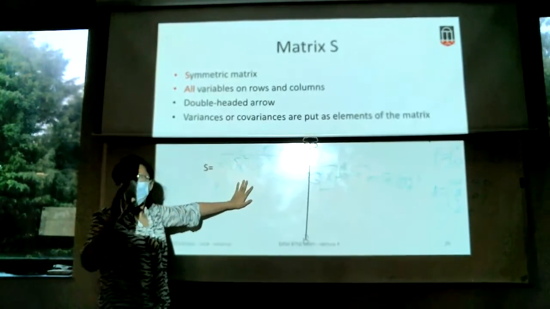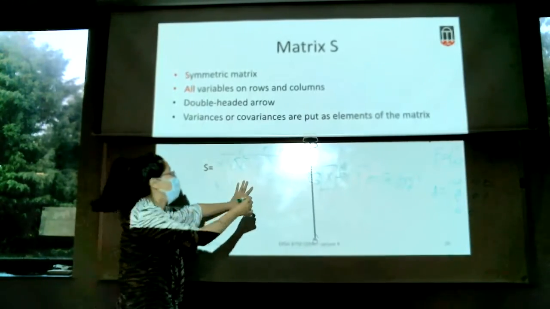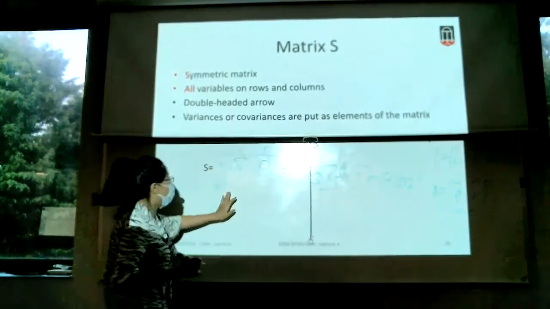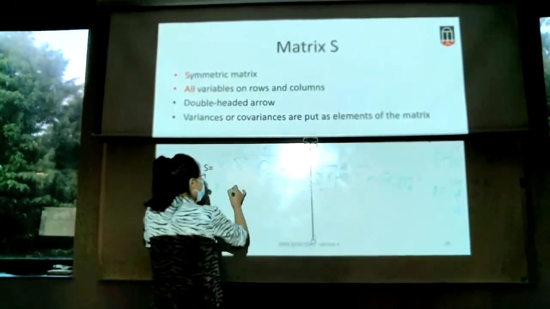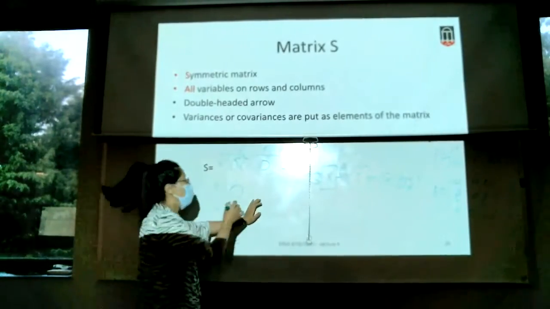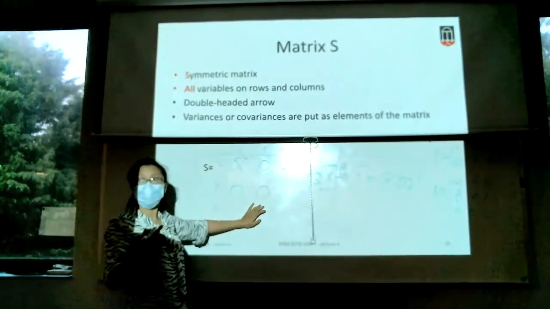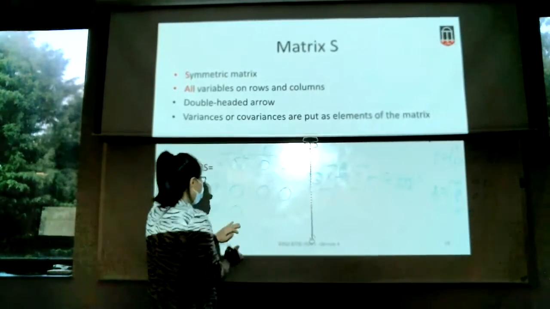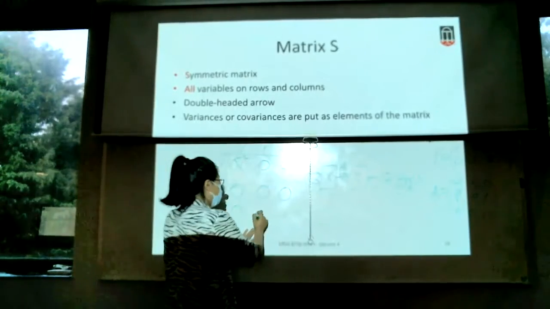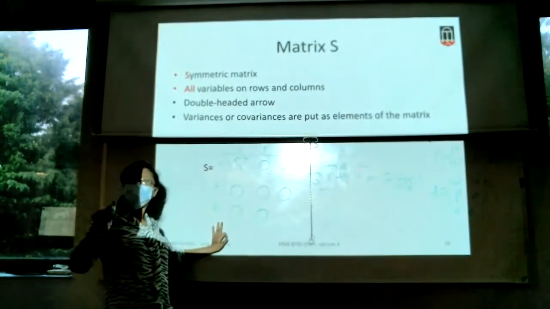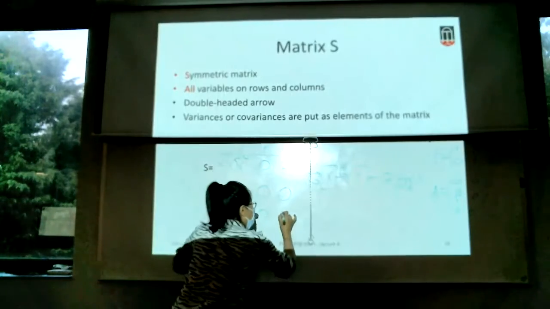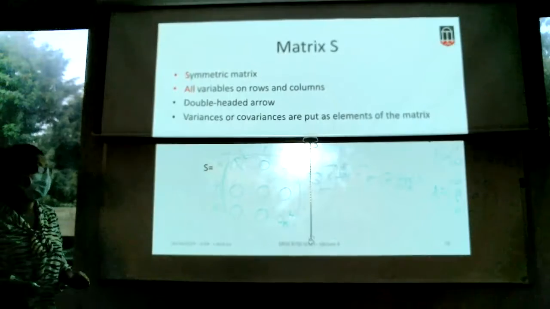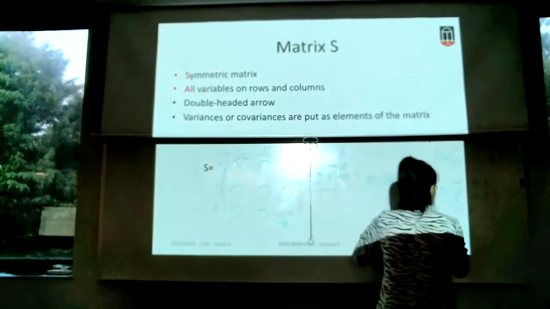Between X and Y, is there any double-headed arrow? No. Between X and E? No. Between Y and X? No. Between Y and Y? No. Between Y and E? No. Between E and X? No. Between E and Y? No. Between E and E? Yes. What is the variance? Sigma E squared. That's it, done. So this is our S.